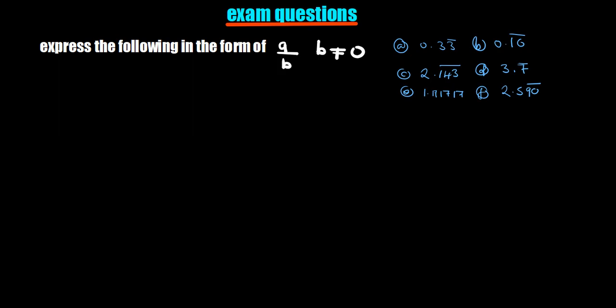So the next thing is B. B is now giving us 0.16 bar. Okay. So now the first thing, this one is just already proper. There is no independent number that we need to take to the other side. All right. So the question is 0.16 bar.